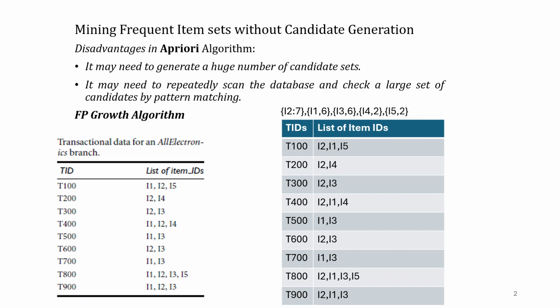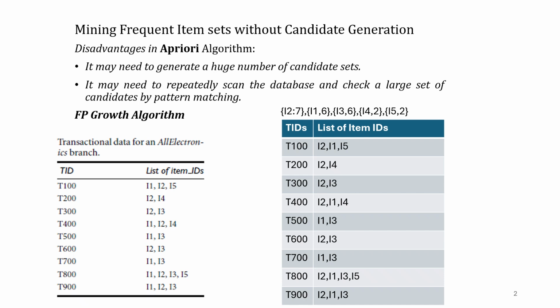When you arrange this in descending order, I2 is the largest, then I1 and I3 have 6. So I have put I1 first: I2 7, I1 6, I3 6, I4 2, and then I5 2. This is the descending order of the list of items. According to this order, I'm going to arrange the list of items in every transaction. When you come to T100, I2 is having the highest, then I1 the next highest, then I5.